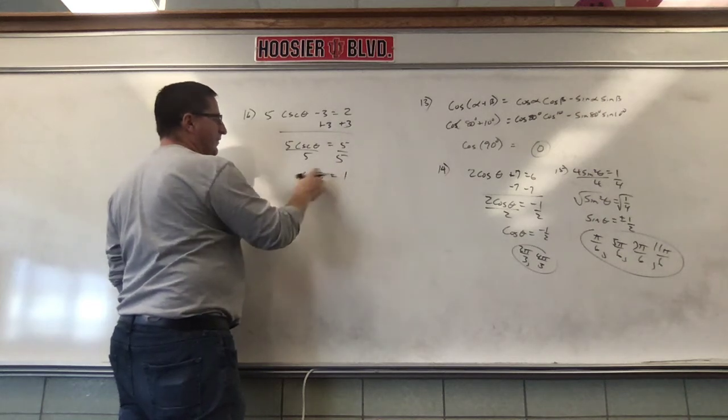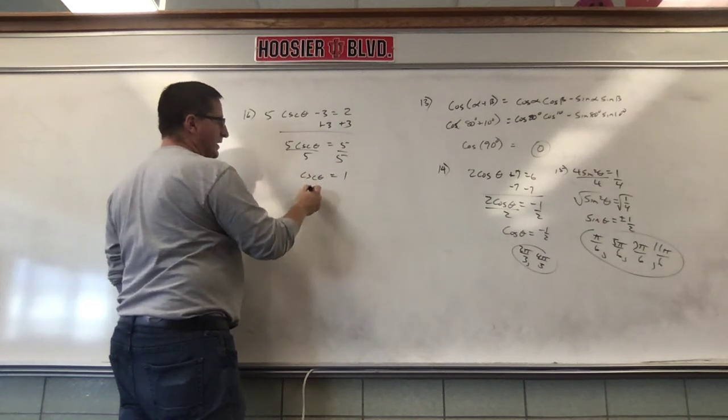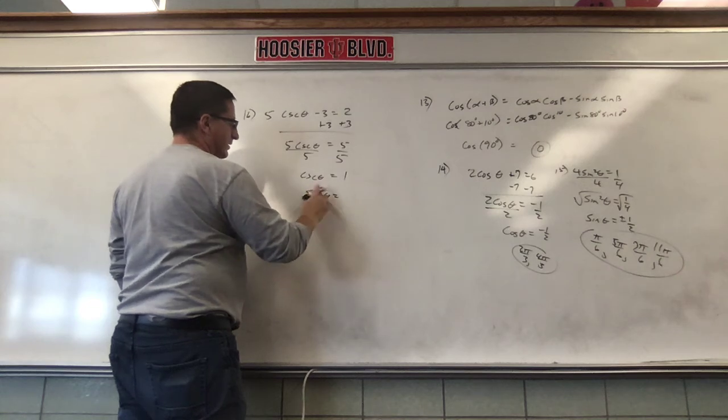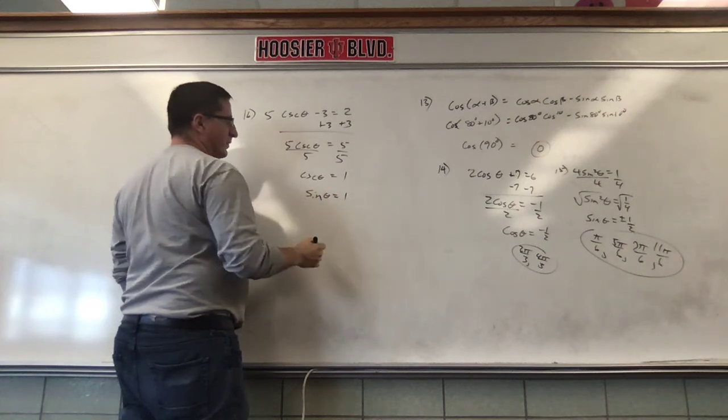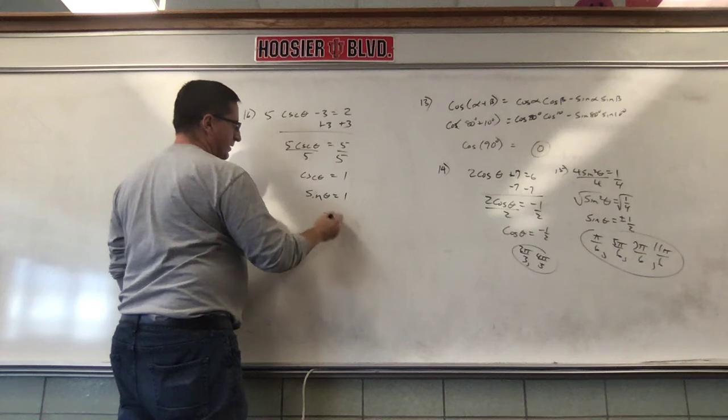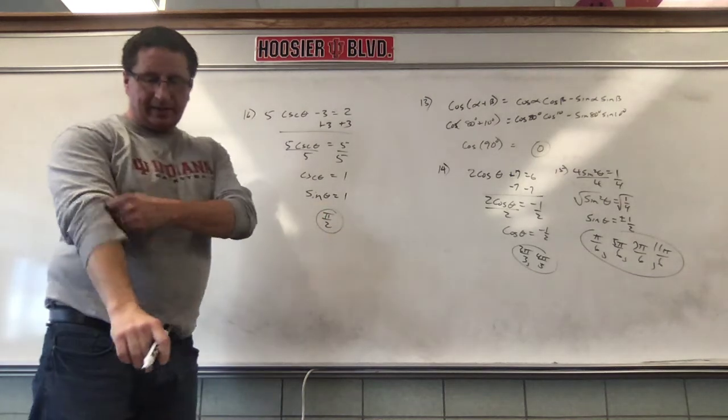If cosecant's 1, I'm going to flip this, and flip this. Flip cosecant, and it's sine. And flip 1, it's still 1. Where is sine 1? Pi over 2. Pi over 2 sine is 1.